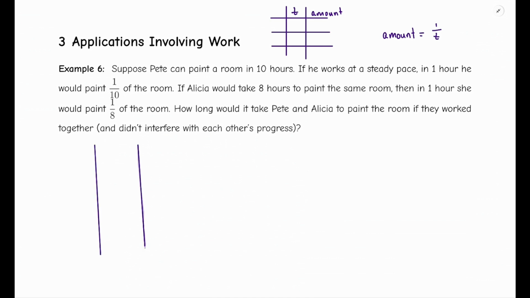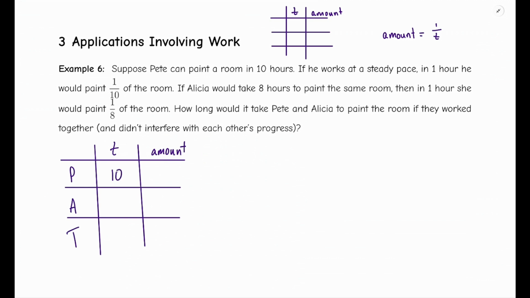So set up my table. We have time, we have amount, and then we have Pete, we have Alicia, and we have together. So 10, 8, and we're looking for how long it takes them together. And we've already answered in 1 hour, Pete gets 1/10 of it done. In 1 hour, Alicia gets 1/8 of it done. In 1 hour, they would get 1 over x of it done.